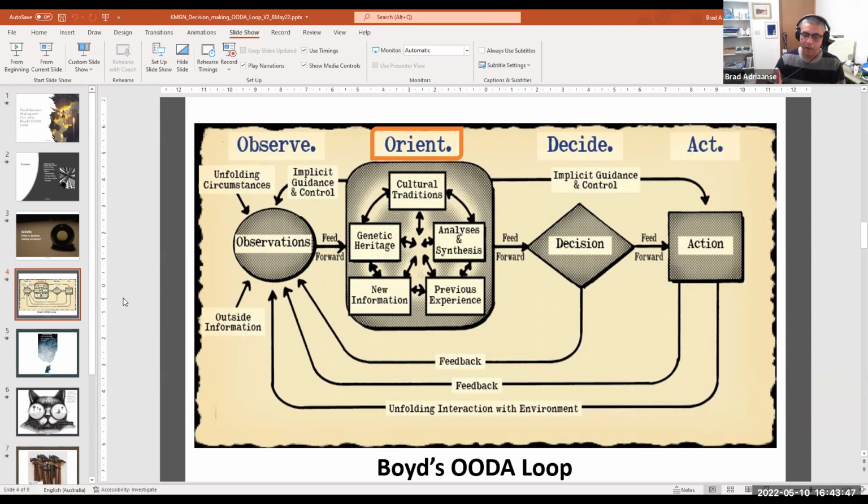So how we're applying the loop within our project is saying, well, what different conversations do we need to have to start to develop a new mental model? How do we change some of those cultural traditions? How do we input new information to create new experiences that start to minimize the old negative experiences?